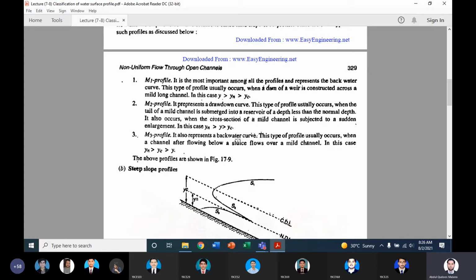So it also represents a backwater curve because the curve is still rising in the direction of the flow, and this type of profile usually occurs when a channel after flowing below a sluice flows over a mild channel. अब जैसे बैरेज है, बैरेज के नीचे वो गेट दिए होते हैं to control and regulate the water.